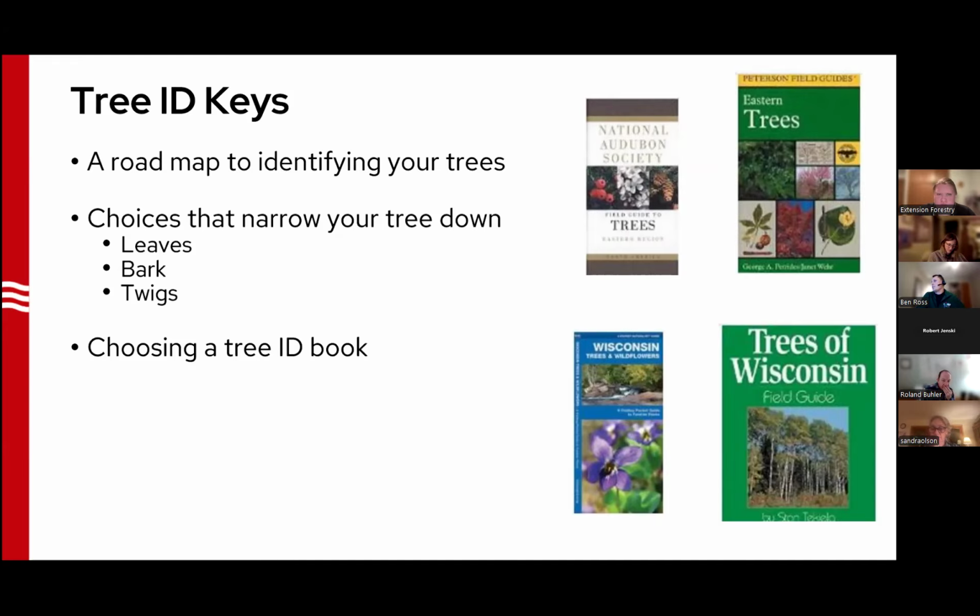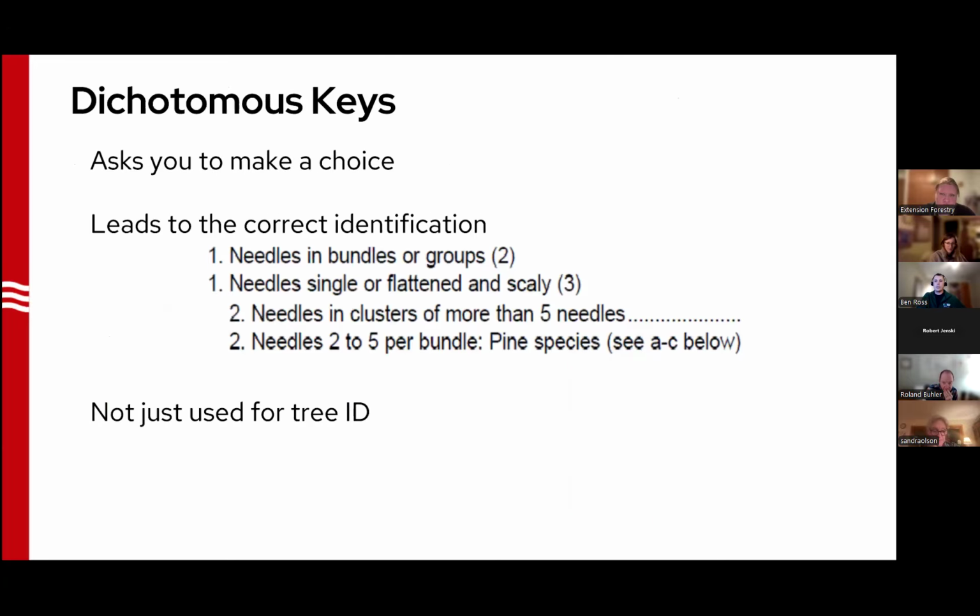So there's a lot of different types of tree ID books. You can find a lot of different stuff online, different publications. So it's good to find something that you personally like and works for you. It's going to vary by region. So there's some specifically for Wisconsin for the trees that we have here in the state. And there's all sorts of tree ID books, or not tree ID books, dichotomous keys, I should say. It can be for other non-woody plants. It can be for animals. There's a lot of different things out there that you can utilize.